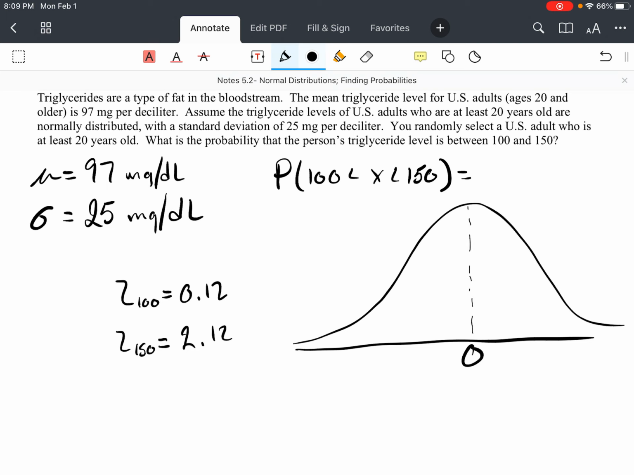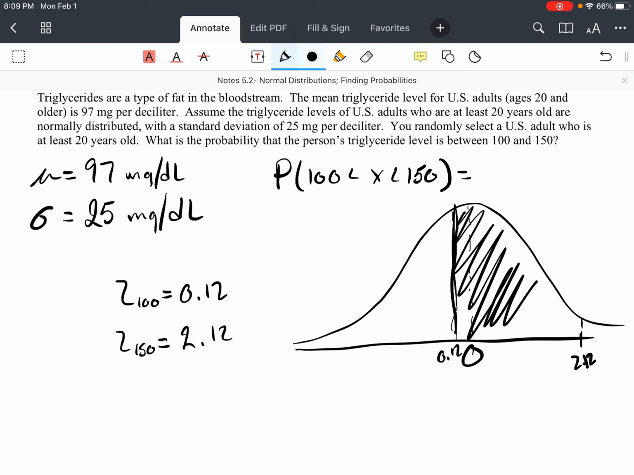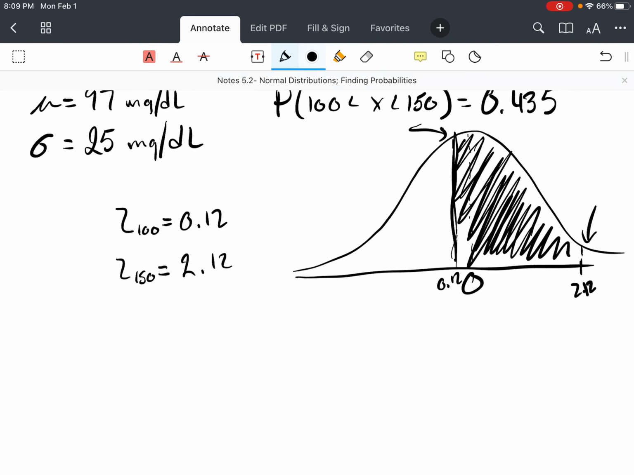I'm going to go ahead and draw this again just to reiterate what this is representing. We've got 0, 0.12 is about right here, and 2.12 would be about right over here. We're looking for the area in between those two values. The lower limit is going to be 0.12, and the upper limit is going to be right there. When you do this, just check your work in your calculator, but it's approximately 43.5%.